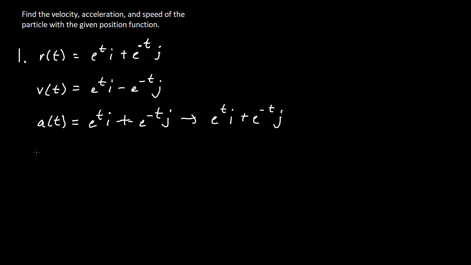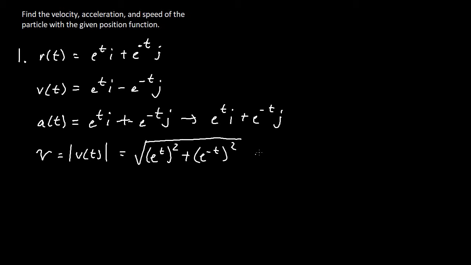Now let's find the speed. Remember, the speed is equal to the magnitude of the velocity. The magnitude is the square root of the x component squared, so e to the t squared, plus the y component squared, so we have negative e to the negative t. When we square it, that negative will go away, so we basically have e to the negative t, the entire thing squared, and then plus the z component, but realize there is no z component, so that's 0.